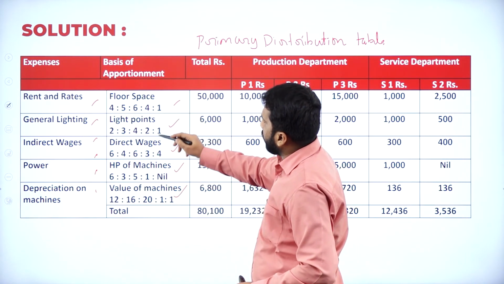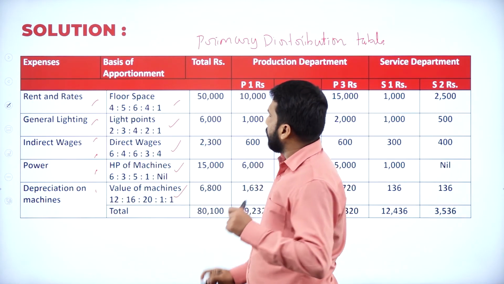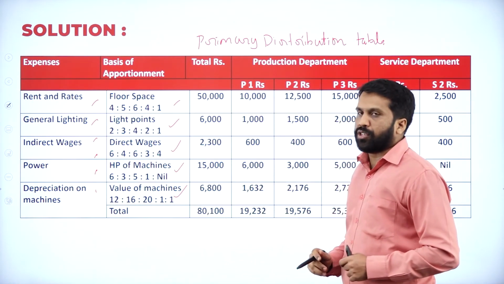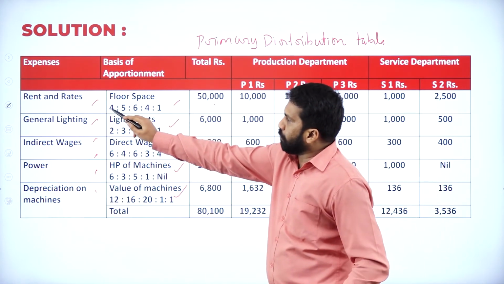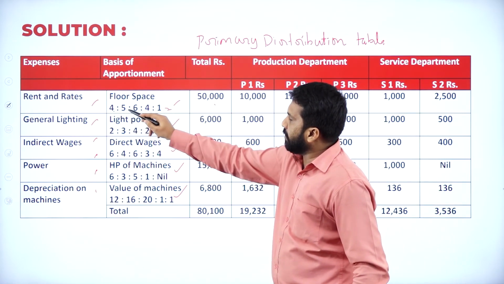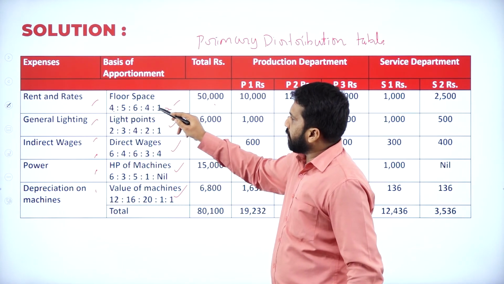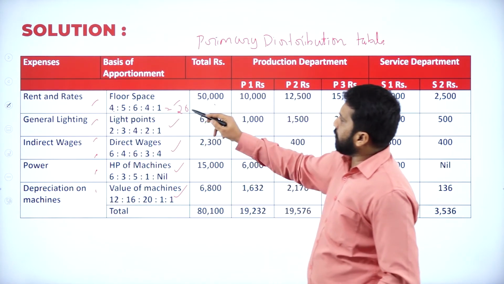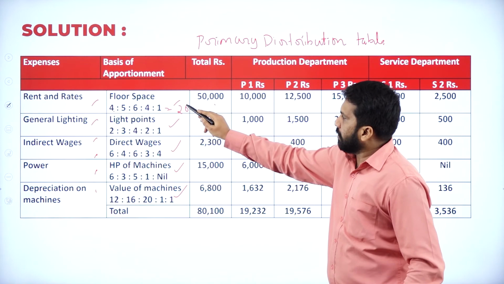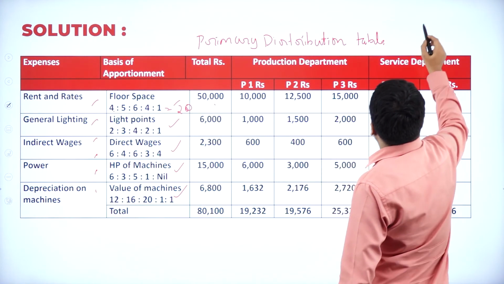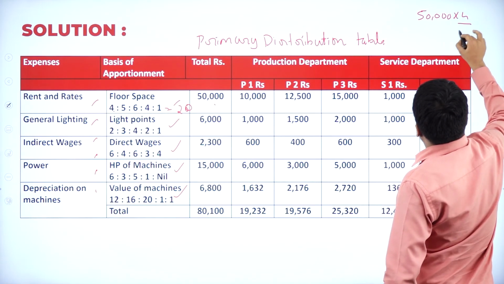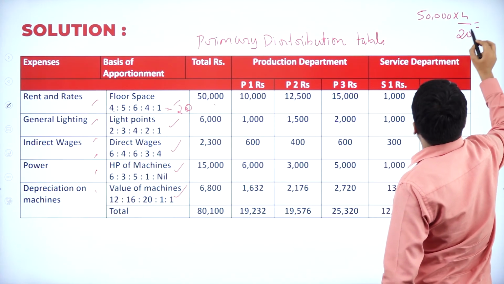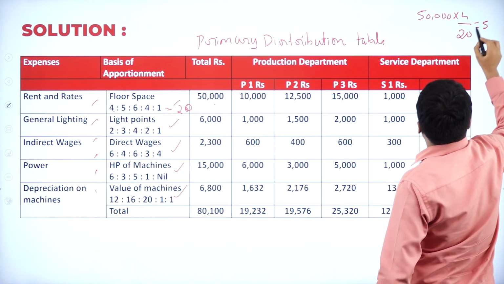Now, all the ratios you know, yes. All the total expenditure you know, yes. Now, 50,000 into 4 divided by 9, 15, 19, 20. 50,000 into 4 by 20. This is 20. I'll show you. 50,000 into 4 by 20. You will get how much? 10,000.